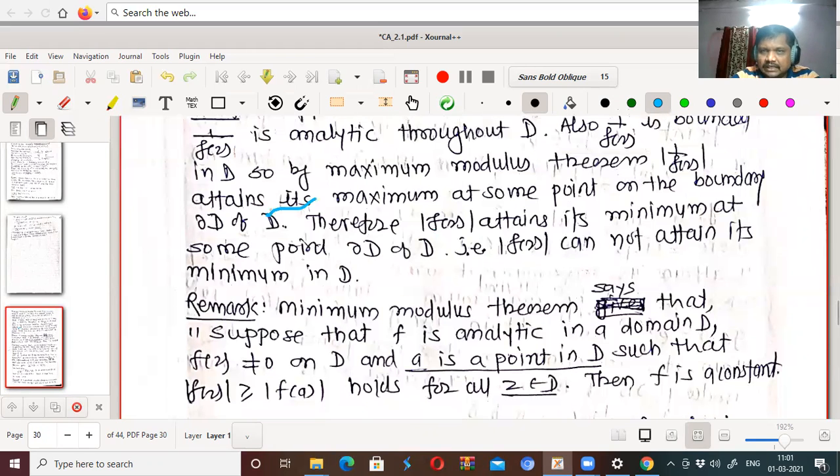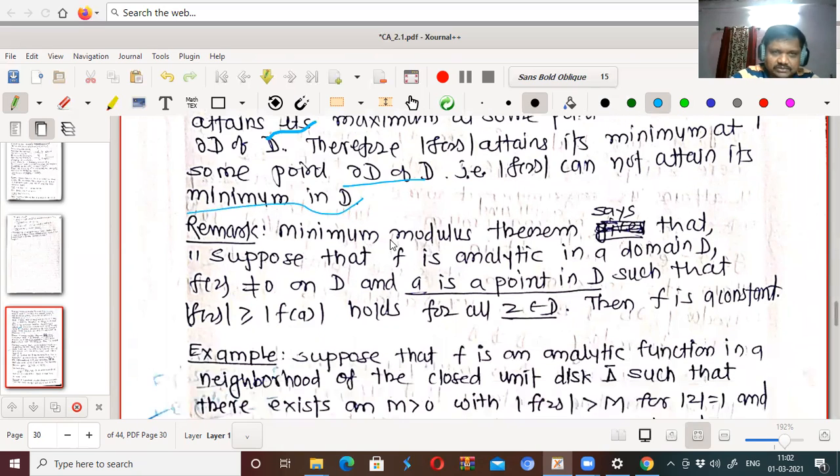So as the maximum of the modulus of 1 by f(z) is attained at the boundary of D, that means the minimum of mod f(z) must be attained on the boundary of D. That is, mod f(z) cannot attain its minimum in D. Therefore, mod f(z) attains its minimum at some point on the boundary of D. That means mod f(z) cannot attain its minimum inside D. It should be on the boundary of D.